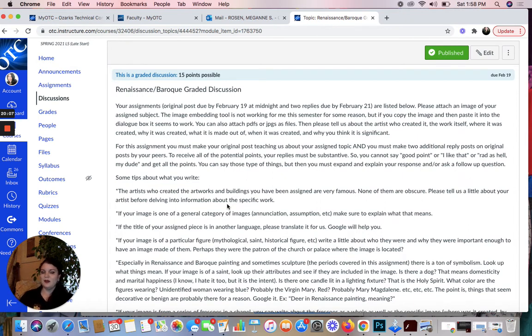You can say things like that. You can say you like something or you think something's cool, but then you must expand and explain your response or ask follow-up questions. So you want to be engaging with the material and with your peers, okay? So 1 original post, 2 replies minimum. You can reply more than that. If you get into a discussion, that's great.